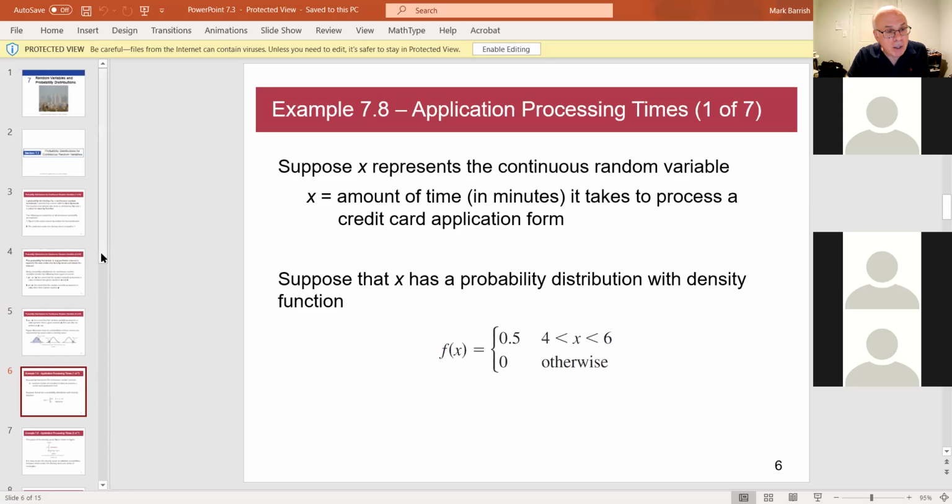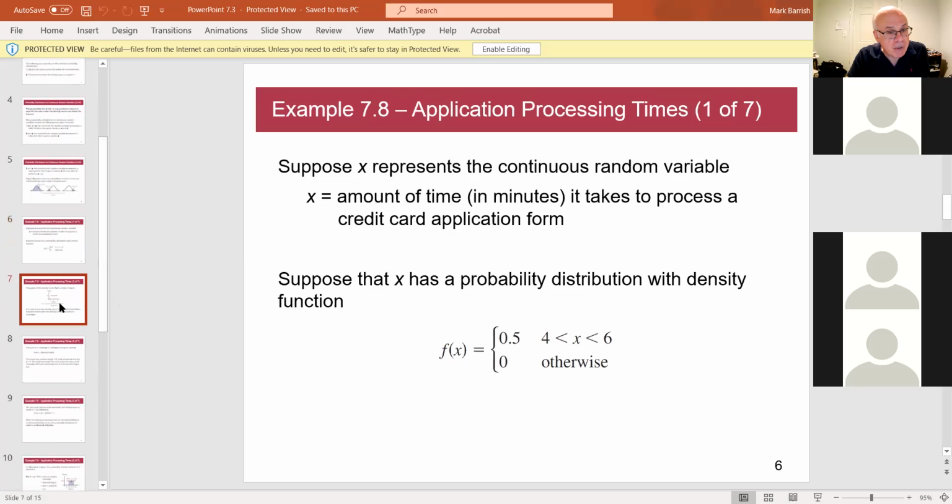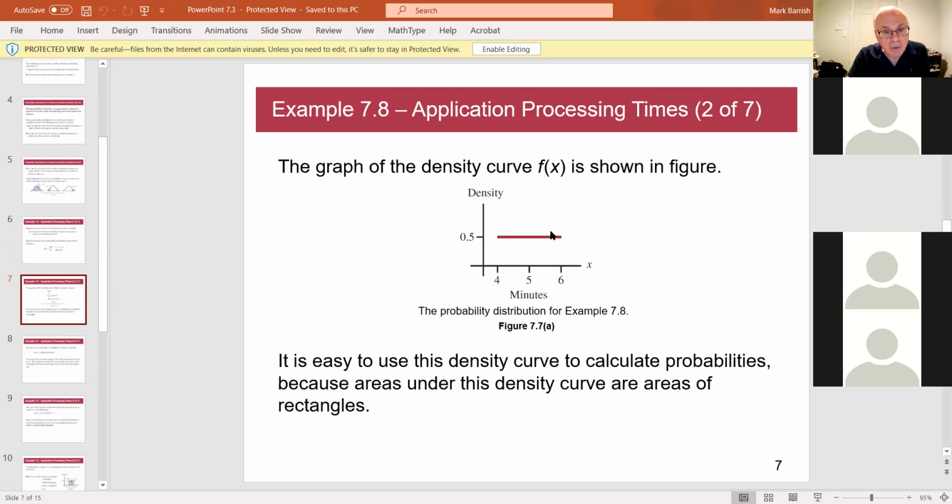So what does that look like? Well, when it's the same for the same values of x, it's going to look like a horizontal line. So this is exactly what this function is. It's saying between 4 and 6, the height is 0.5, the y is 0.5, and everywhere else it's 0. So there's nothing else beyond 4 and 6 for this curve. In other words, it is the x-axis anywhere else. So it's basically this line between 4 and 6, and it has a height of 0.5.